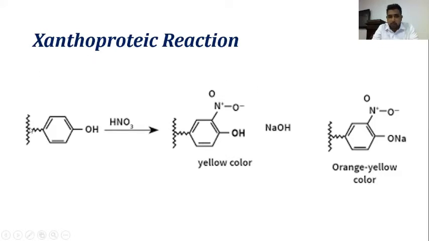As you can see, no other groups in the amino acid are involved with this reaction. Only the aromatic ring is involved with this reaction.